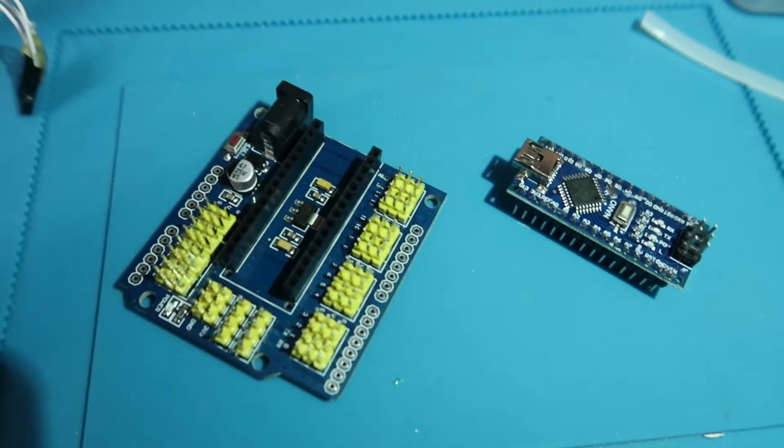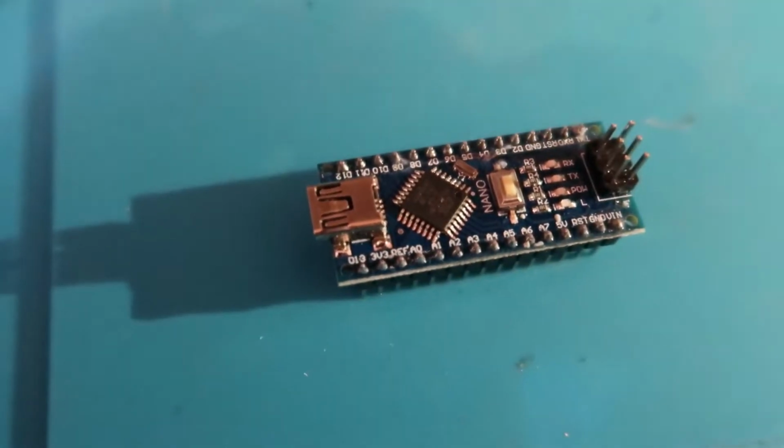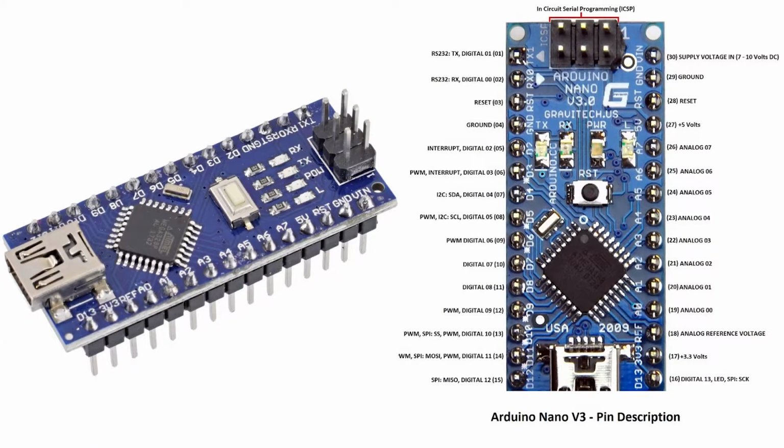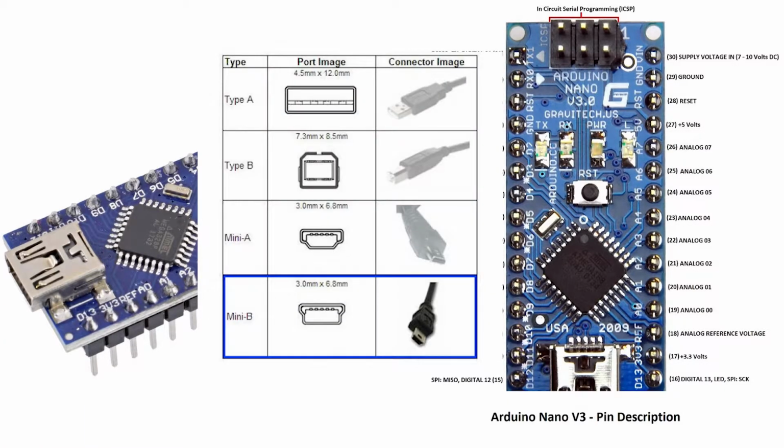What's up guys, today I'm going to go through this Arduino Nano, the breakout shield that I bought with it, and first off I'm going to start off with the Arduino itself, which mine is a generic version that I picked up on eBay. It comes with a mini B USB plug that you can program it from.